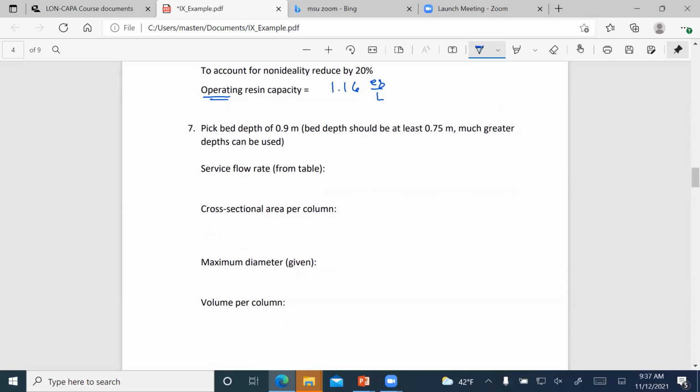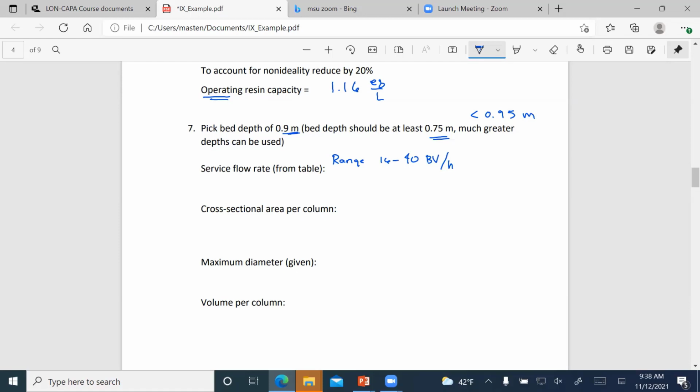We need to pick a depth. The depth should be, and what you're told is, at least 0.5 and actually less than 0.95 meters. So that's what you're told by the manufacturer. And typically when you're designing these ion exchange systems, you're really designing it based on the manufacturer's specifications. You're also told that the service flow rate is in the range 16 to 40 bed volumes per hour.